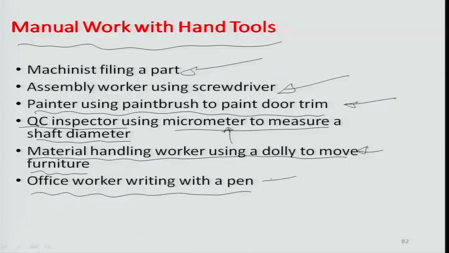Again, an office worker writing with a pen. The pen is the tool which actually writes or creates an impression on the top of a sheet, but then you're using the hand tool, the pen, to scribble something on a sheet, which is again all your coordination, the mental effort, the physical effort, as well as the hand and eye coordination, all a part of the manual system. So all these are, quote unquote, completely manual work systems.